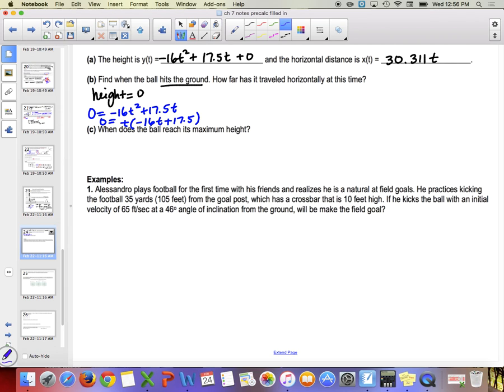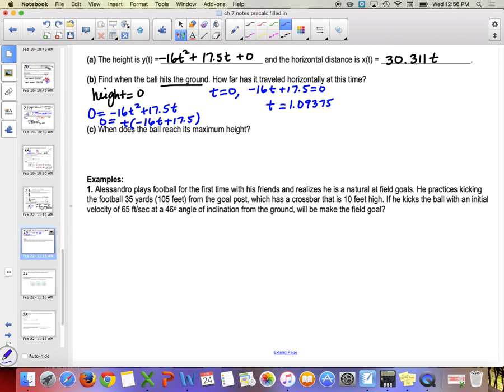So the first answer is t equals 0. That's when it's actually on the ground. It started on the ground. Does that make sense? And then the negative 16t plus 17.5, when you set it equal to 0 and solve, do you guys get it? It's like 1.09375. That's the time it takes to hit the ground. So a little bit more than a second.